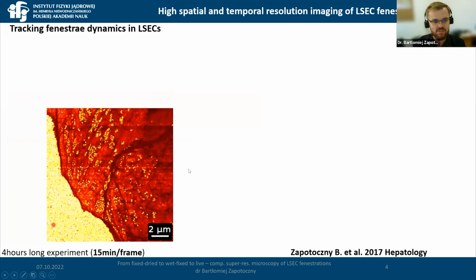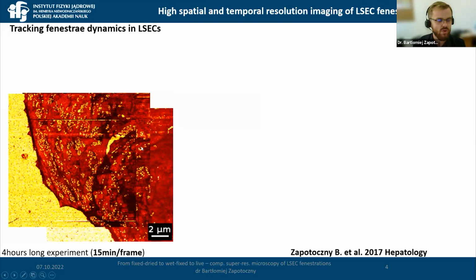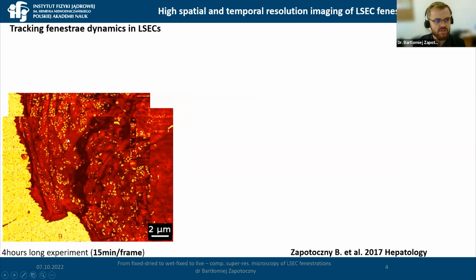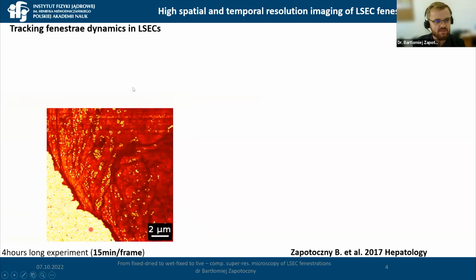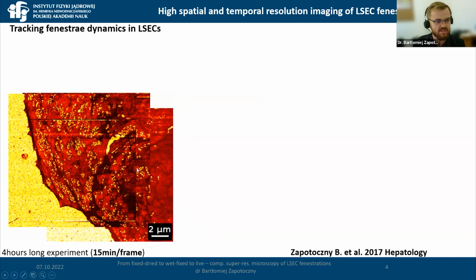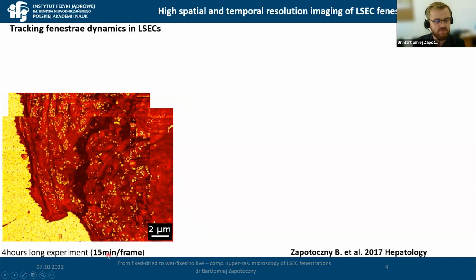So we divided our experiment into different setups. In one, we have low resolution, not allowing us to measure the diameter of those fenestrations, but it allows us to track the whole cell or part of the cell really fast. So it's 15 minutes per frame.